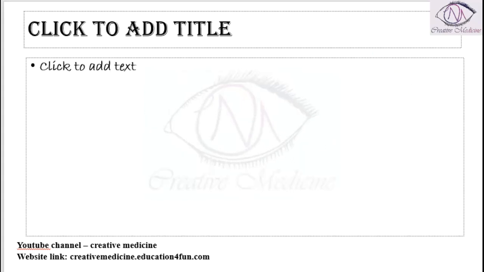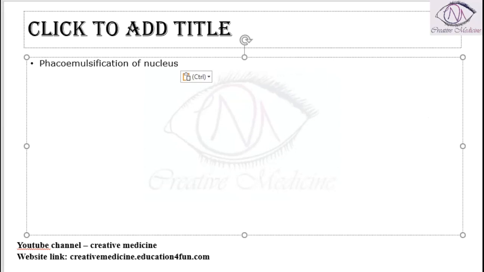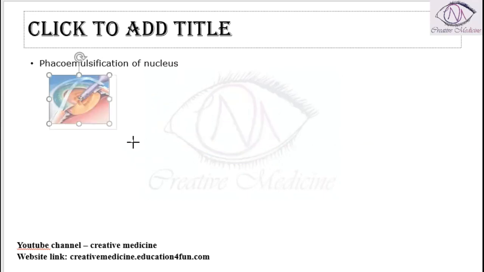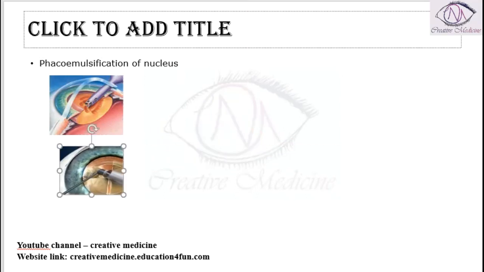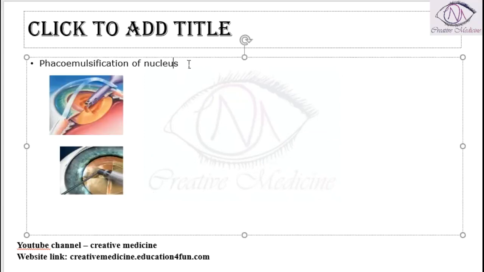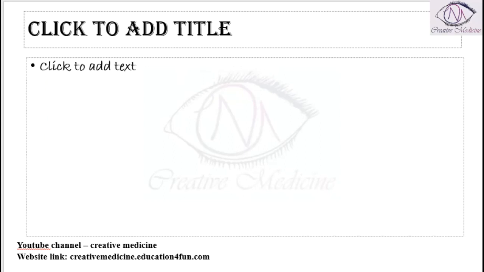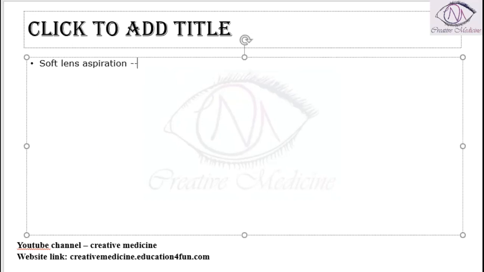Now you do a phacoemulsification of the nucleus. In the phacoemulsification of the nucleus, the phaco probe is put inside the nucleus, and this phaco probe will produce vibrations, thus liquefying the substance of the lens. Once the lens is liquefied, it is easily aspirated with the help of a cannula. So soft lens aspiration is done with the help of an aspiration cannula.